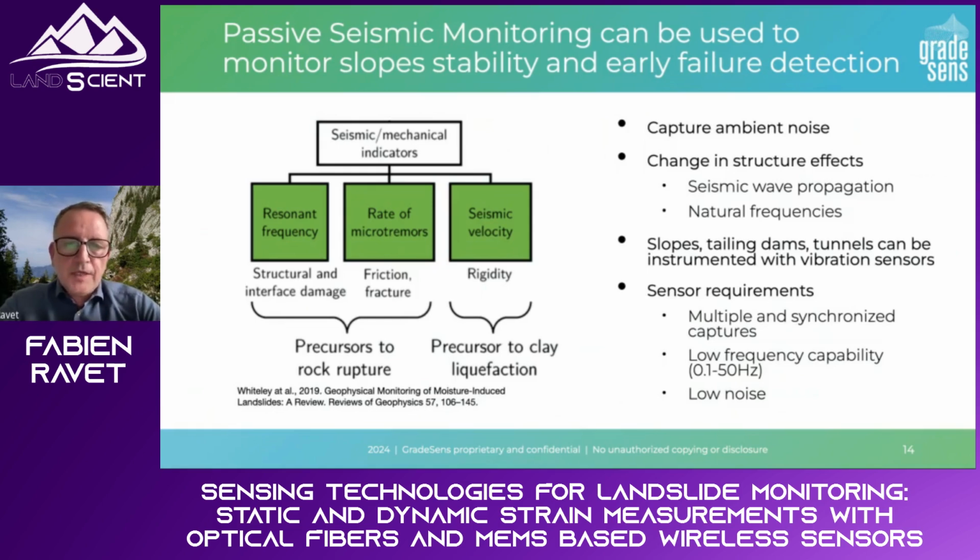And what is required is to have multiple sensors and being able to do synchronized captures. We need to have very low frequency capabilities, and basically 0.1 hertz is probably not even good enough. So we can go below 0.1 hertz. And of course, because we are talking about capturing ambient noise, we need very sensitive sensors.